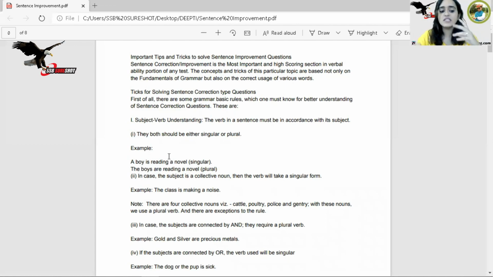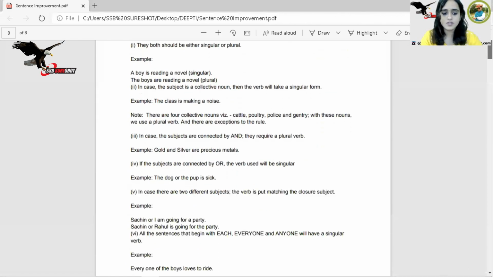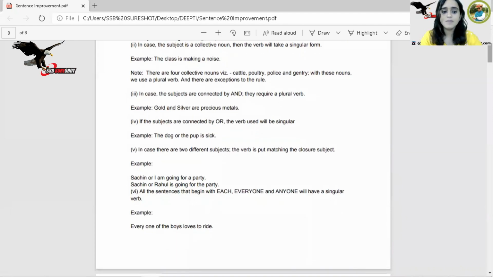And if the same sentence were in past tense, it would be a boy was reading a novel. You would use was. And if the plural sentence were in past tense, it would be the boys were reading a novel. You would use were. Were is the past tense of are and was is the past tense of is. I hope the first rule is clear. So now we'll move to the second one.